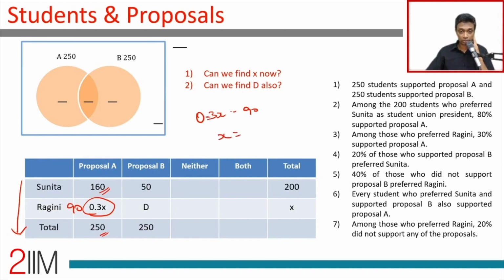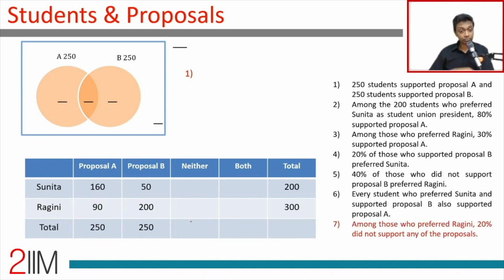X is, this is 0.3x. 90 by 0.3, which is 300. This is 90. What is this number? This is 250, this is 50. Same idea. This will be 200. Brilliant. 160 plus 90 is 250. 50 plus 200 is 250. All good so far. So we filled in a bunch of values. Let's capture all of them.